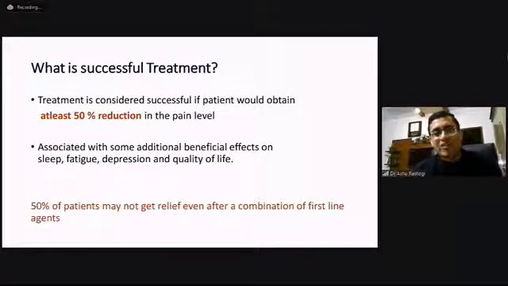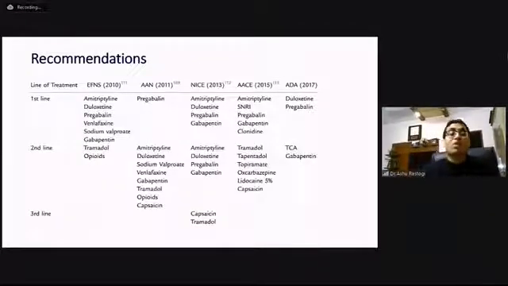But unfortunately, with whatever drugs we have at present, only 50% of patients get relief, and many patients do not get relief. These are some of the guidelines that I have put forward in the slide, and it shows that the first line treatment always remains either the tricyclic antidepressants like amitriptyline, or duloxetine, and pregabalin, which can also be used as a first line agent, as recommended by the American Academy of Neurology and also by the American Diabetes Association. But remember, there are only two drugs that have been FDA approved for diabetic neuropathic pain. One is duloxetine and the second is pregabalin.